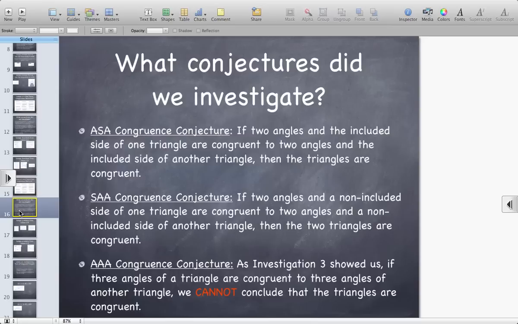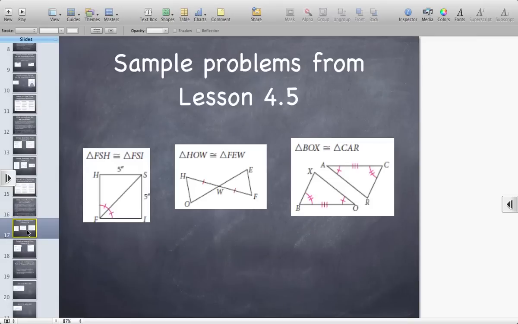However, if all 3 angles are congruent and that's all we know, then we cannot conclude that those two triangles are congruent. They could be just similar. So we need to know at least the measurement of one of the sides in order to determine congruency. Let's take a look at a couple of examples of how we are going to use this in our questions.